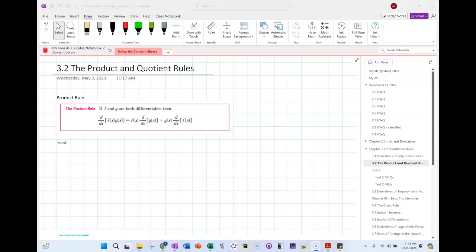So the product rule can be used if you have the product of two functions. So if I have x times e to the x, those are two separate functions that I can't combine into the same kind. To deal with that, I'd have to use a product rule.